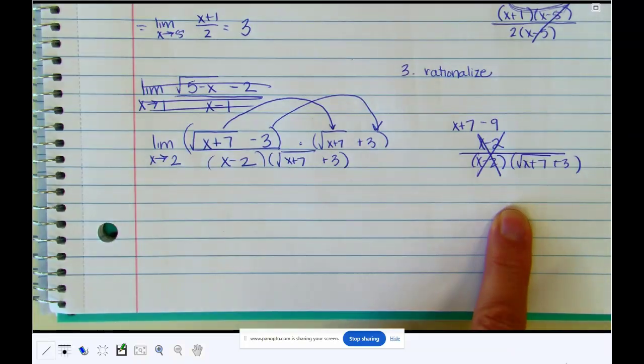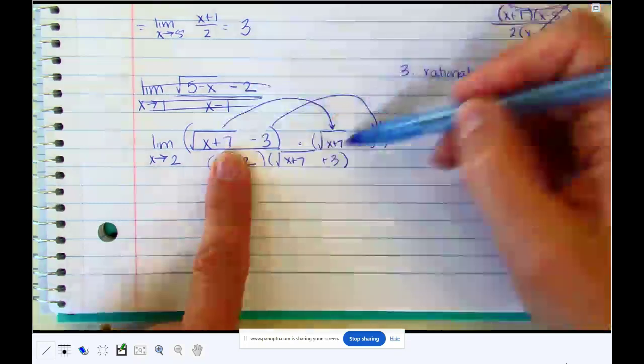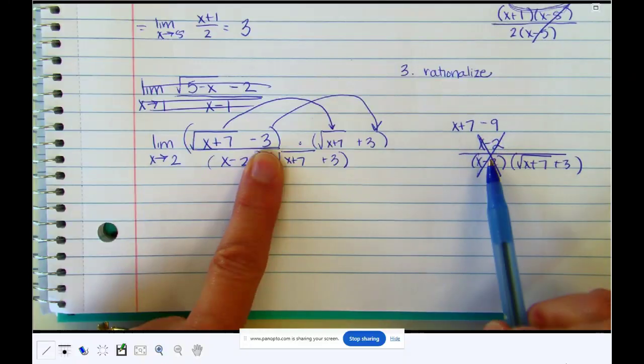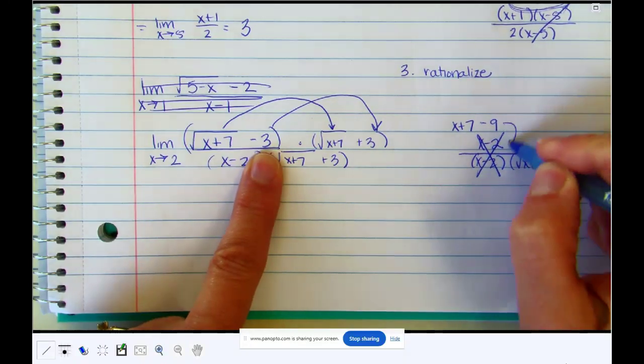Where did the one on the top come from? Okay, when I multiplied, I got x plus 7, right? And that's minus 9. 7 minus 9 is minus 2. So I just simplified this.